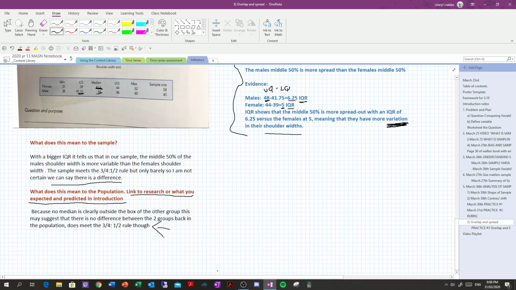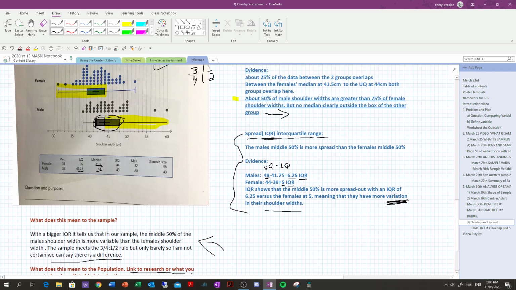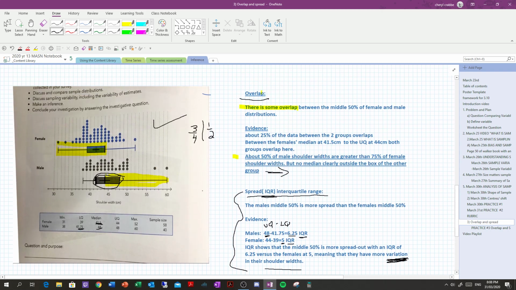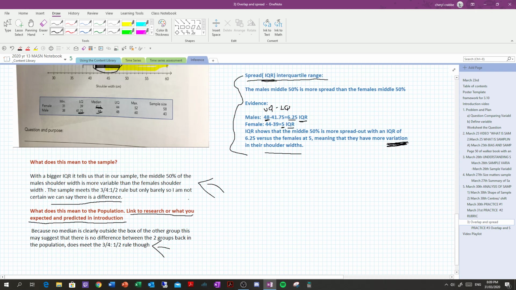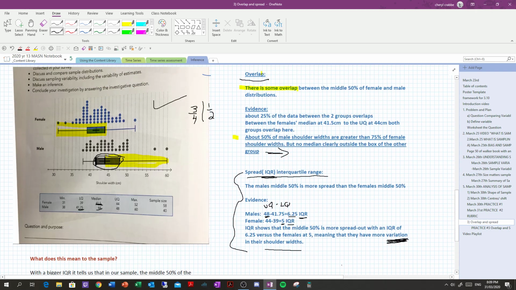And so we're left in this kind of limbo about, should we say there's a difference? Shouldn't we say there's a difference? We can indicate from our sample what we're seeing, but can that give us a clear indication about what's happening in the population? And that's where we go to the whole other half of this internal. But for now, we're just going to stay here, okay? So that's spread and overlap.